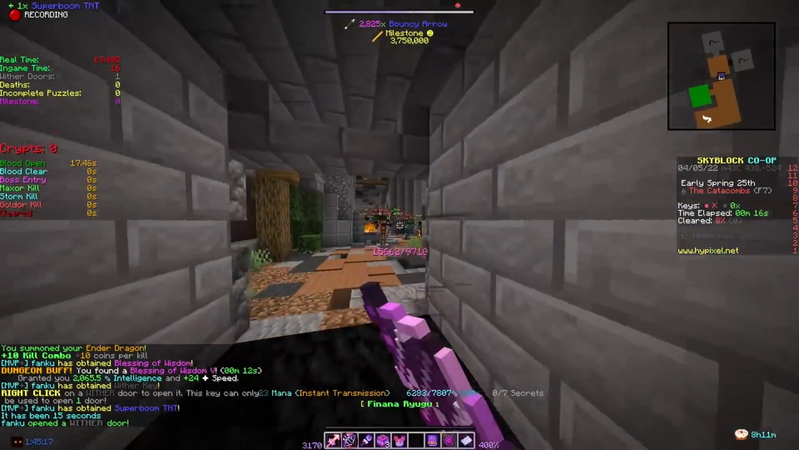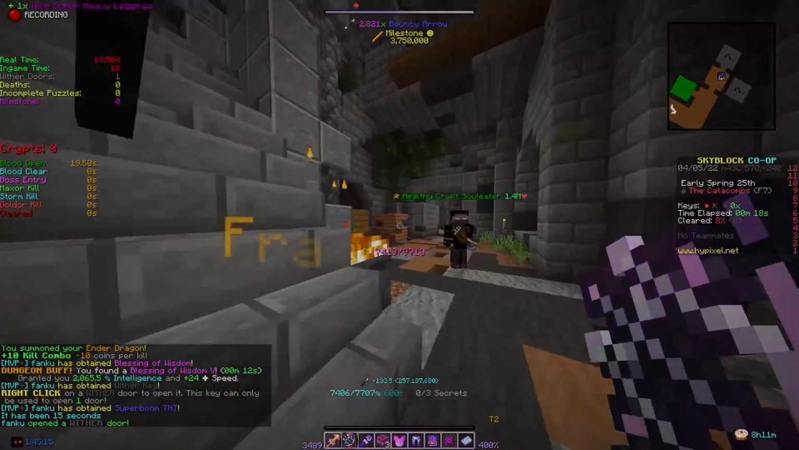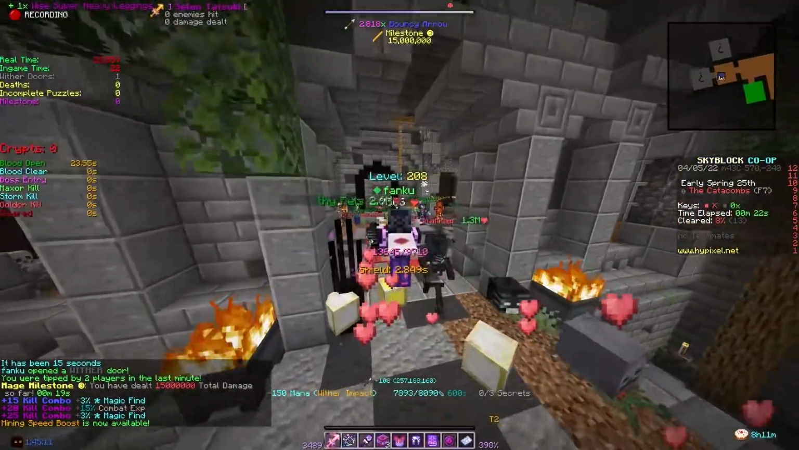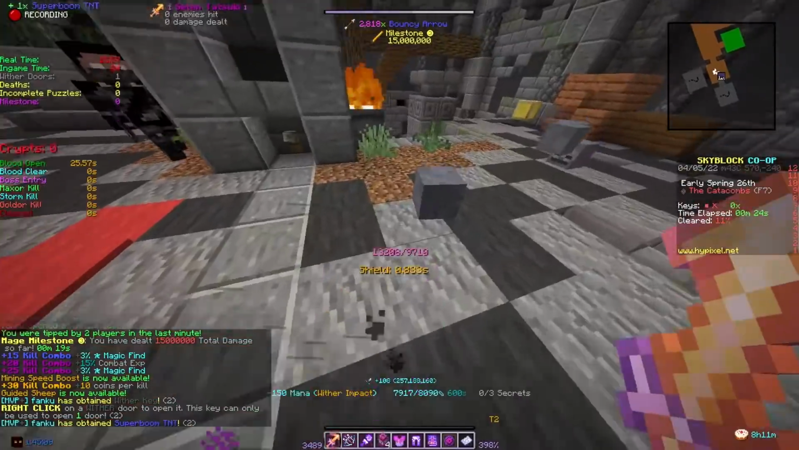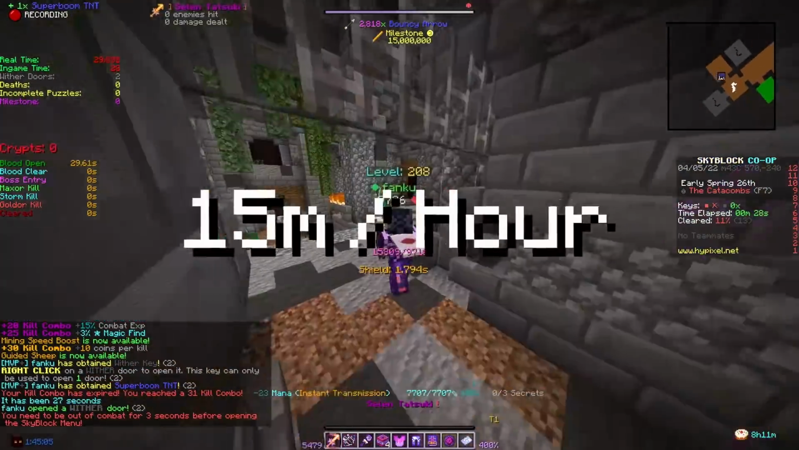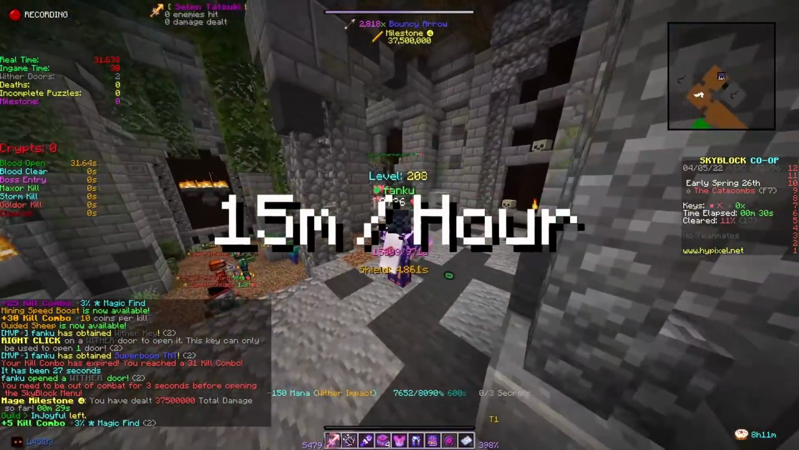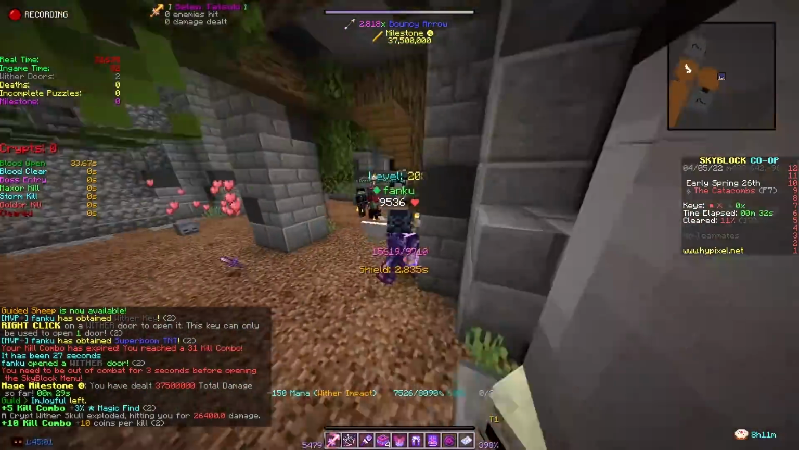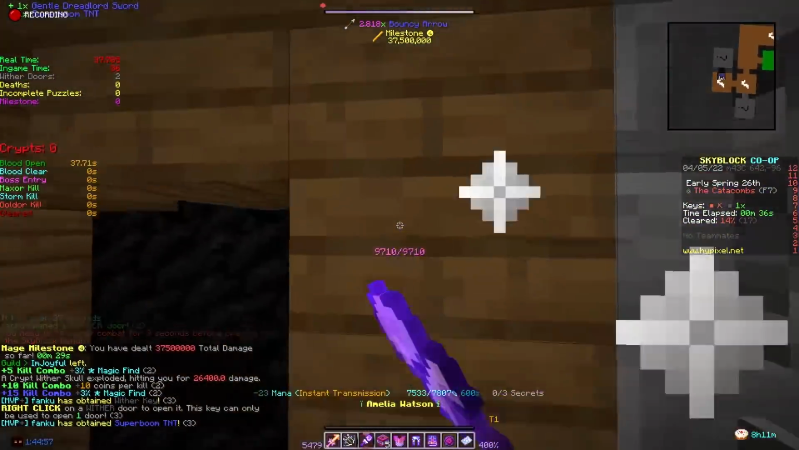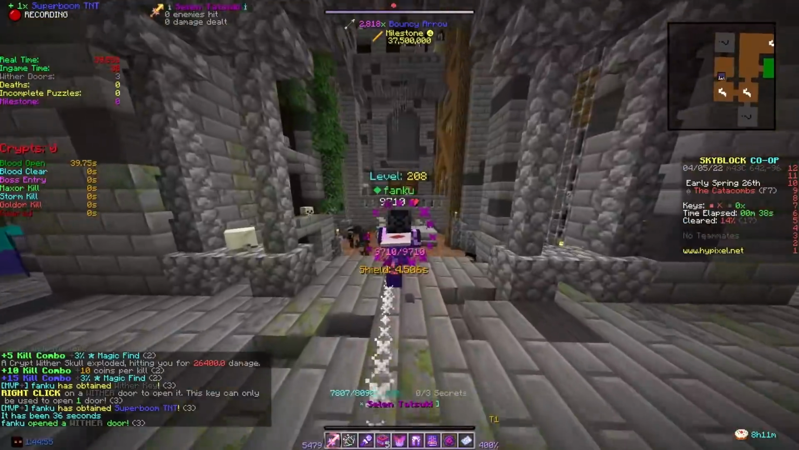So the first method I'll be looking at is frag running. This is an extremely popular money making method that I and a ton of other people have done, and it's said to be pretty good, upwards of making 15 mil an hour. Luckily for us, the statistics on these are very easy to calculate, and the only real variability is in how fast you can blood rush.